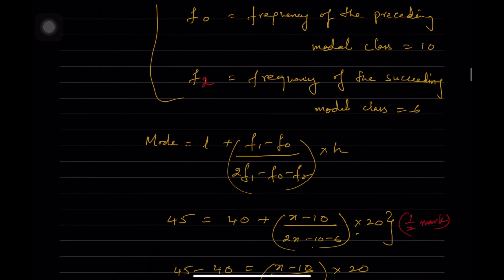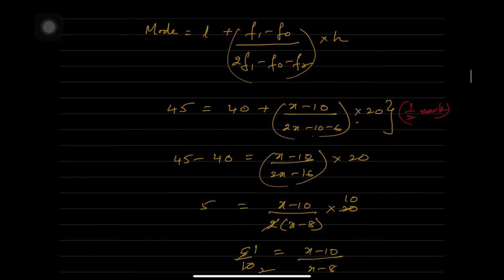So mode is equal to L plus (f1 minus f0) by (2f1 minus f0 minus f2) into h. So 45 is equal to 40 plus (x minus 10) by (2x minus 10 minus 6) into 20. I have just substituted all those values. So you are getting 45 minus 40 is 5, is equal to (x minus 10) by (2x minus 16) into 20. So then you can take out 2 common in the denominator. So 2 and this 20 will get cancelled with 10. So (x minus 10) by (x minus 8).